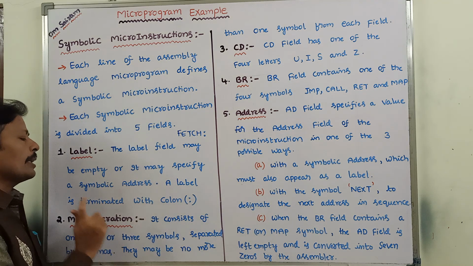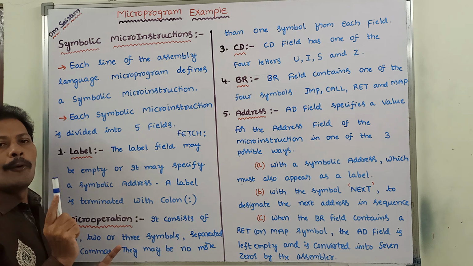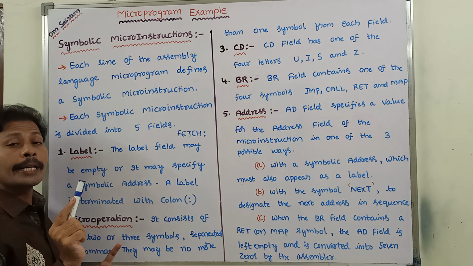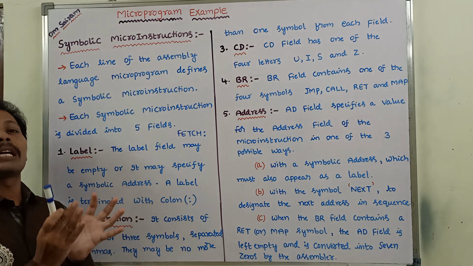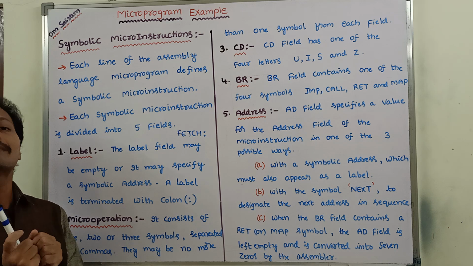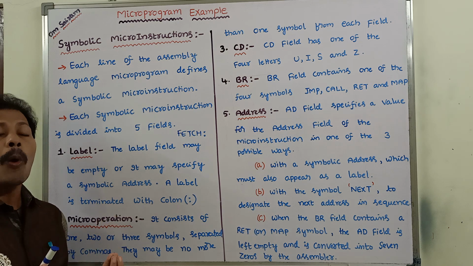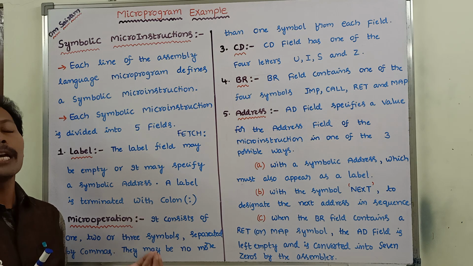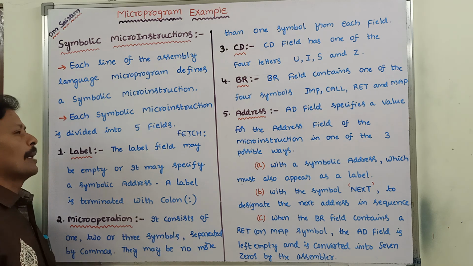Next, second one is micro operation field. It consists of 1, 2 or 3 symbols that are separated by commas. There may be chances it may contain 1 symbol or 2 symbols or 3 symbols, that are separated by commas. So micro operation symbols are separated by commas when they contain 2 symbols or 3 symbols.